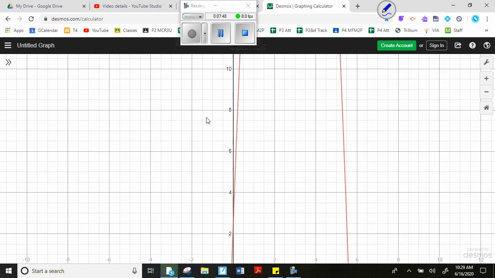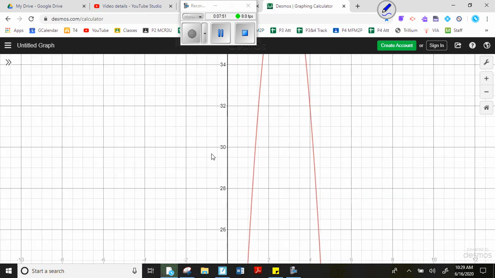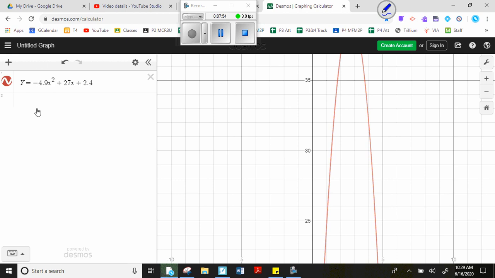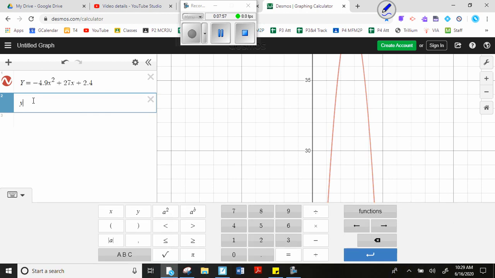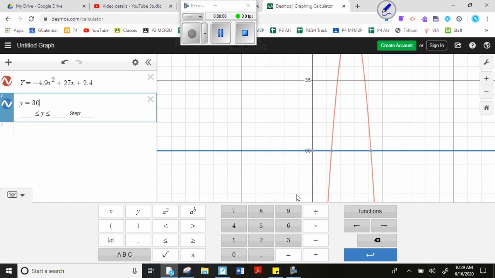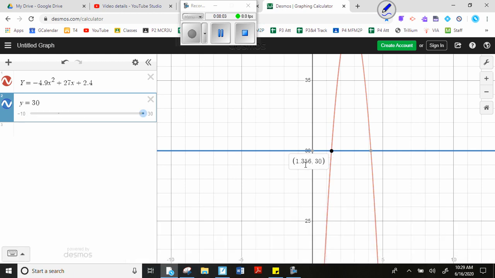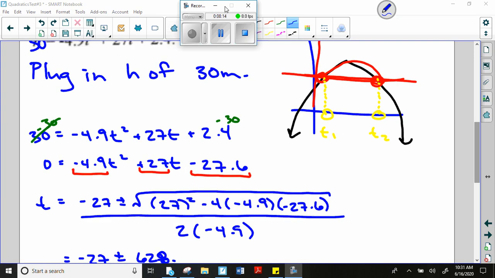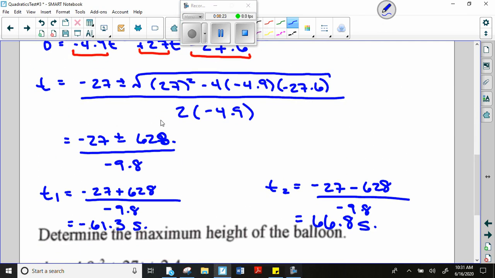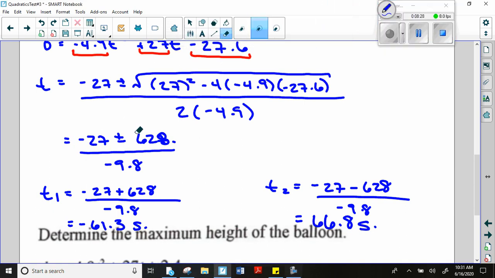So if I do this and I do 30 right there, and I graph another line that says y equals 30, these are the 2 points I should be getting, 1.35 and 4.15. So where did I go wrong? Okay, I found it. My diagram of awesomeness is actually still awesome. I went wrong here. This 628 is grossly wrong. I had to go back and check all of my math.